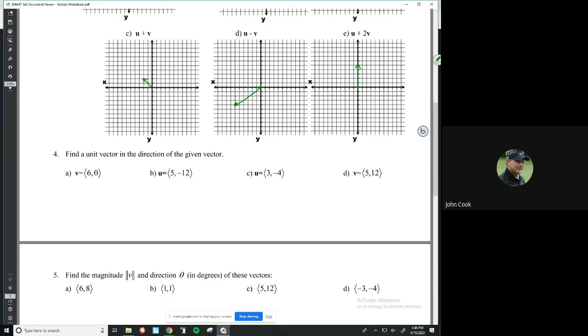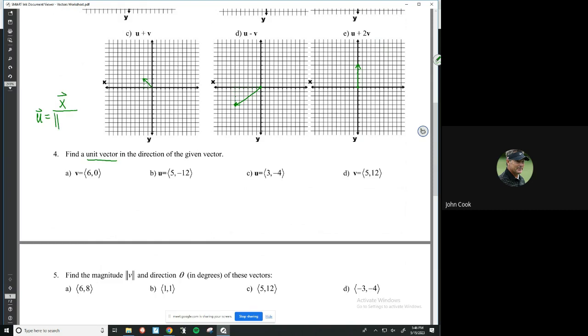All right, next up, it says to find the unit vector. Well, when it says unit vector, that's actually pretty easy. It's just a formula. And here's how the formula looks. For a unit vector, what we do is we take, so the unit vector u is equal to some vector x divided by its magnitude.